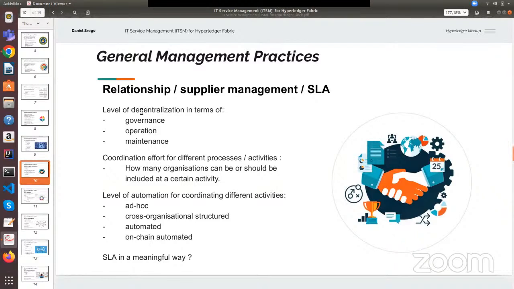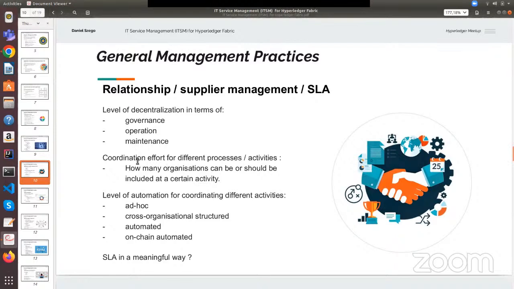So again, the question here is, what is the level of decentralization in terms of governance, operation, and maintenance? It might happen that there's one company maintaining the whole network. Even if your business application is decentralized, there's one selected company in your business network which maintains it, which creates the releases, deploys new software, collects the logs, and monitors the system. It means that from a maintenance perspective it's going to be much easier, more like classical service management. But it might happen that your maintenance is fully decentralized.